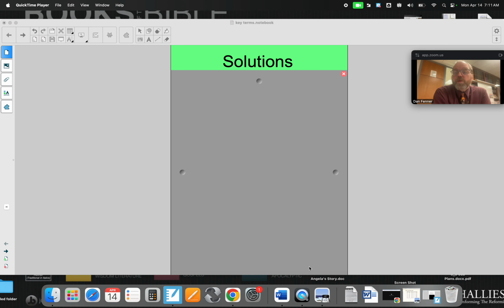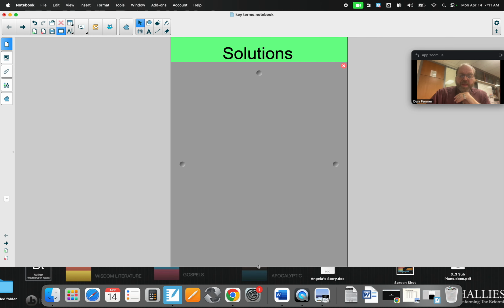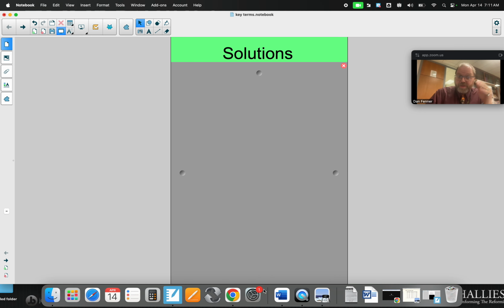Chemistry with Pastor Dan. We're talking about new concept solutions, and here we're only going to deal with key terms, so there won't be any math at this point. There will be eventually coming, but we're going to look at solutions. Now, we talked about solutions way at the beginning of the year.